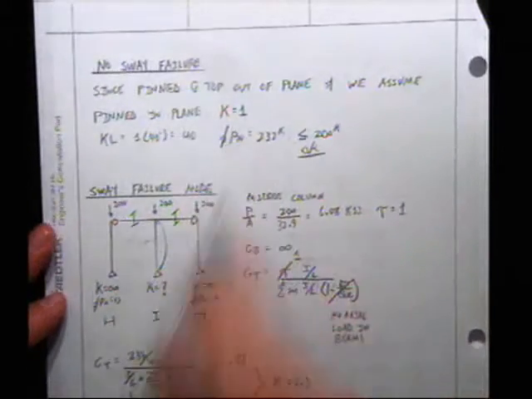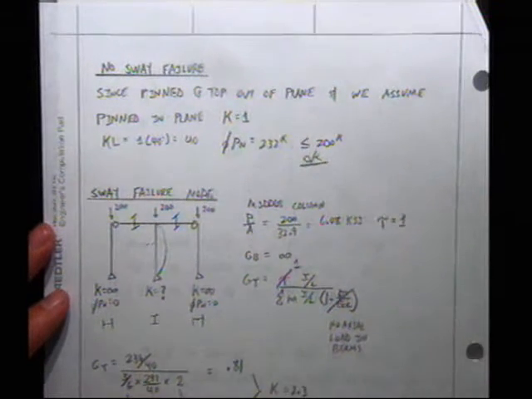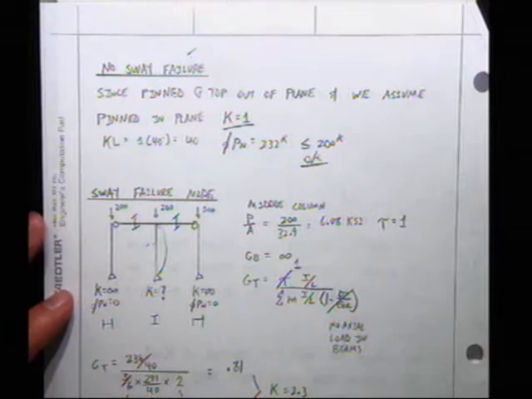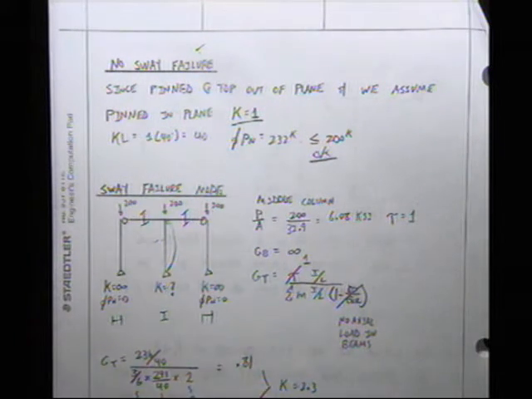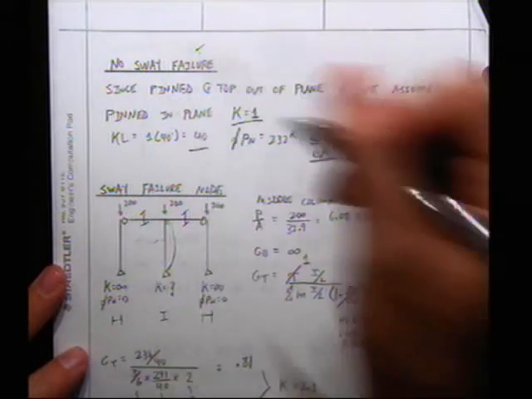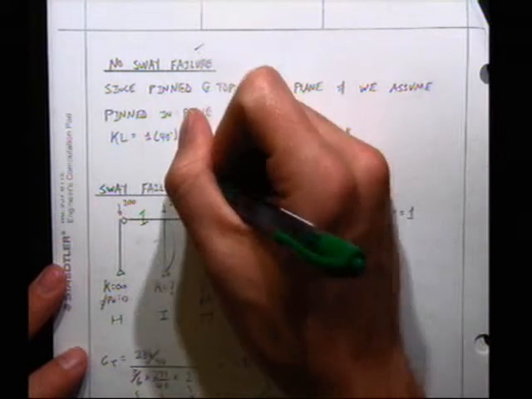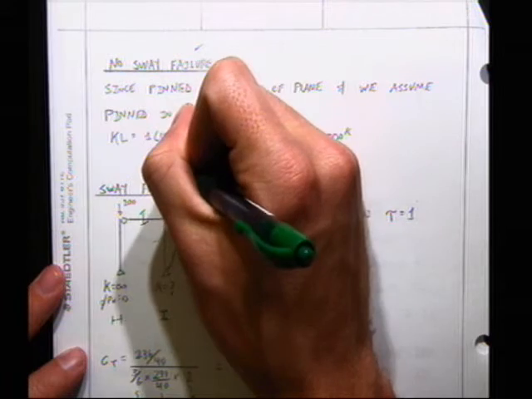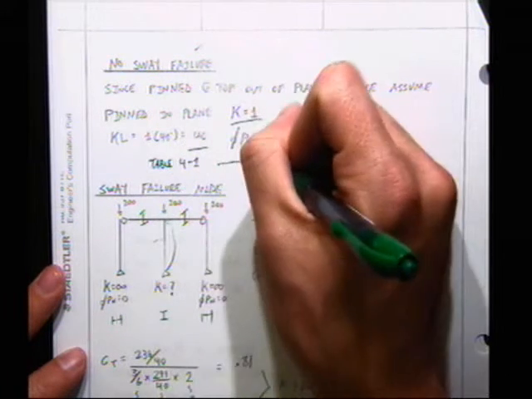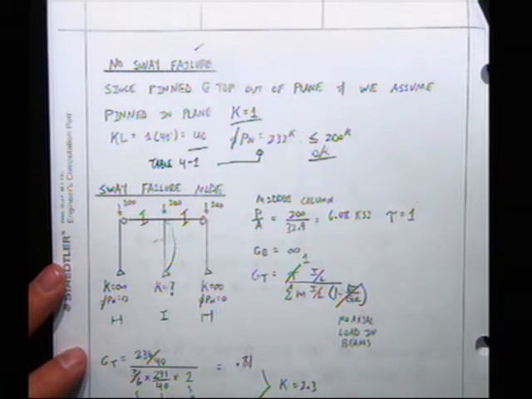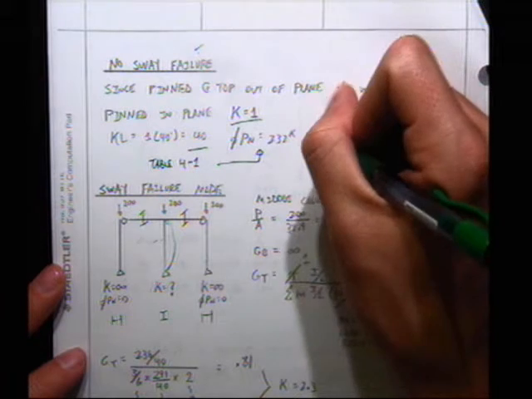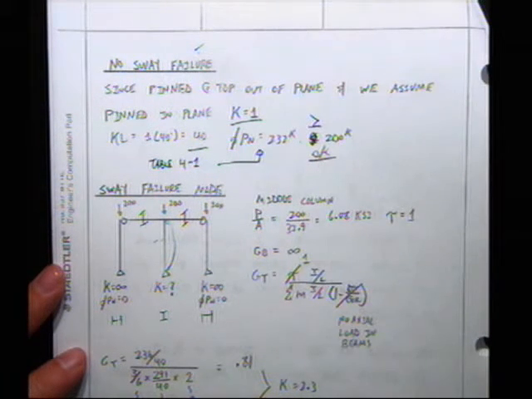So I know it's going to always buckle about the weak axis. And I know that my K for my pin-pin, my no sway failure, my individual failure is going to always be 1. So my KL is going to be 40, and I can use table 4.1, my friend, and I'm going to find my phi Pn is 232 kips, which is greater than 200 kips.